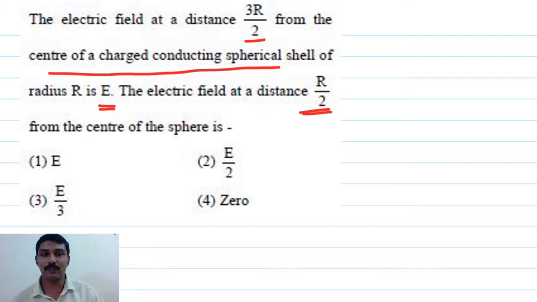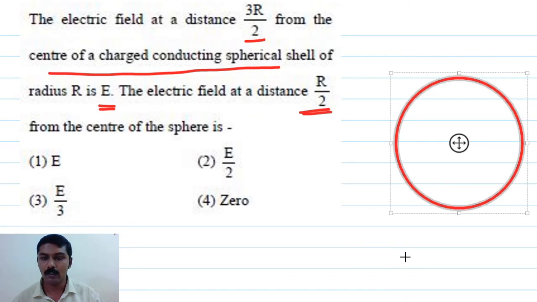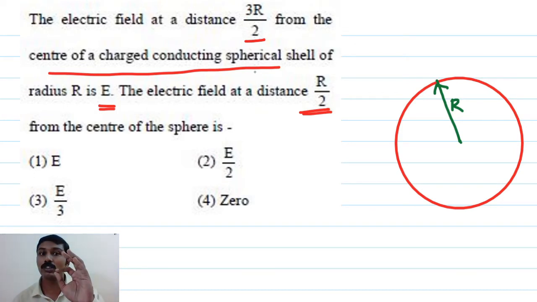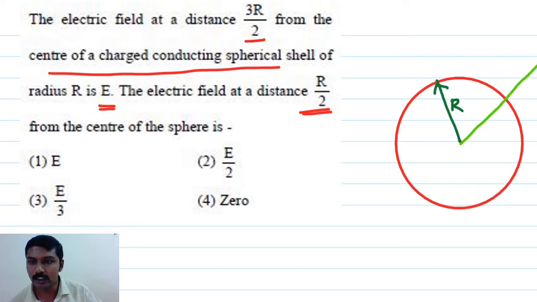So let's draw this figure and see if we can replicate what they are saying. Now this is a sphere, and it has a radius, let's call it capital R. The electric field at a distance 3R by 2 is at a point outside the sphere, since it is bigger than R. Let's take this as that point. This particular distance is 3R by 2, where the electric field is given as E.